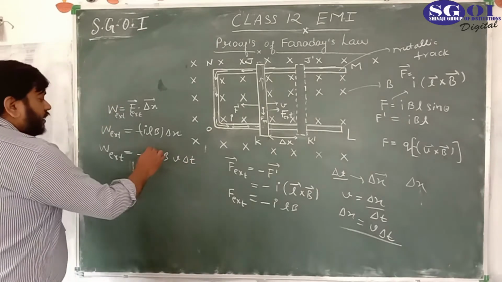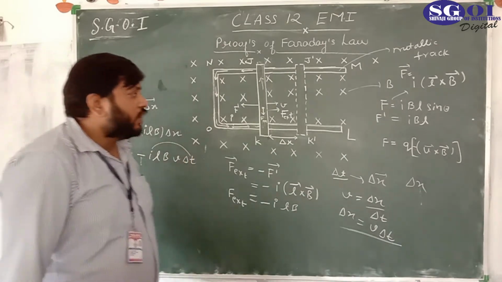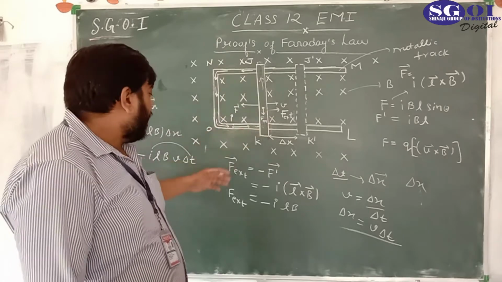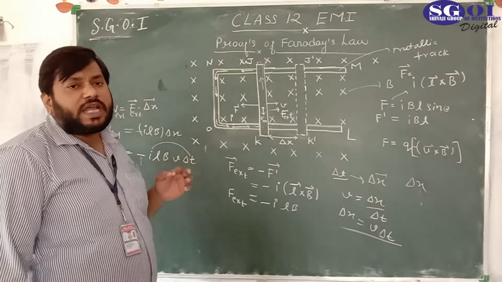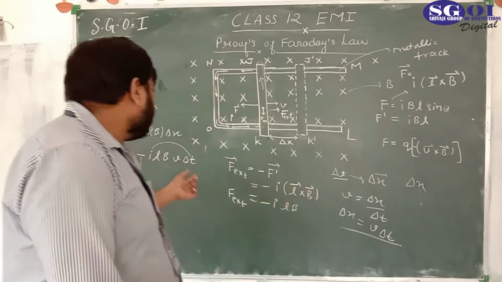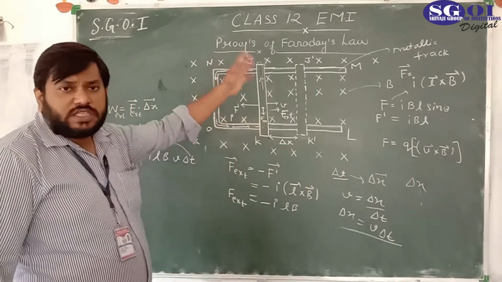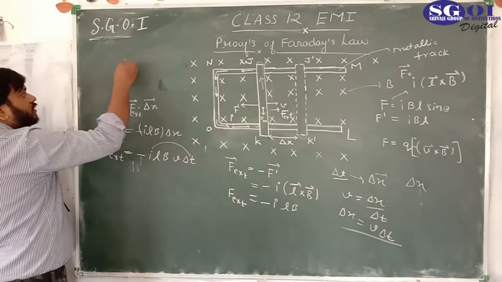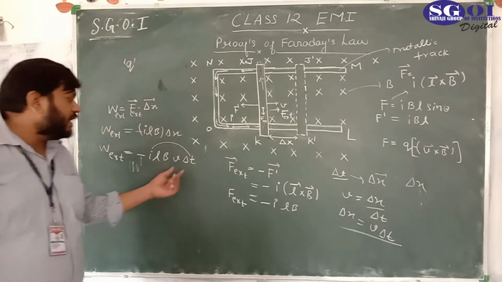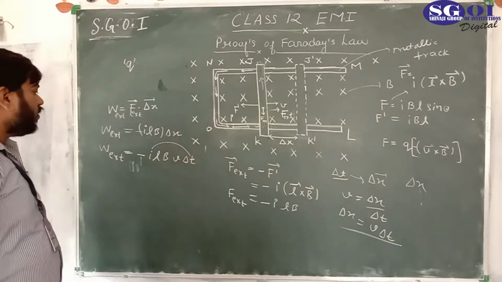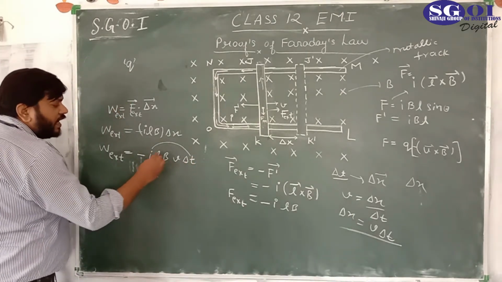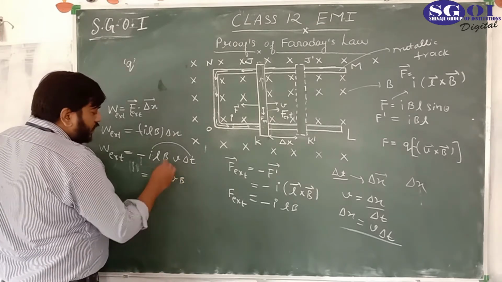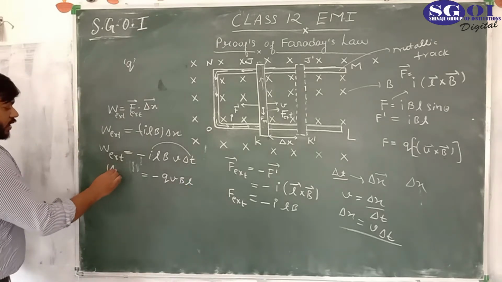and I delta t, what is I delta t? You know that the charge starts flowing, and we have considered only the time interval delta t, so in this time interval how much charge flows: Q. So we get Q, V, B, and L in W external.